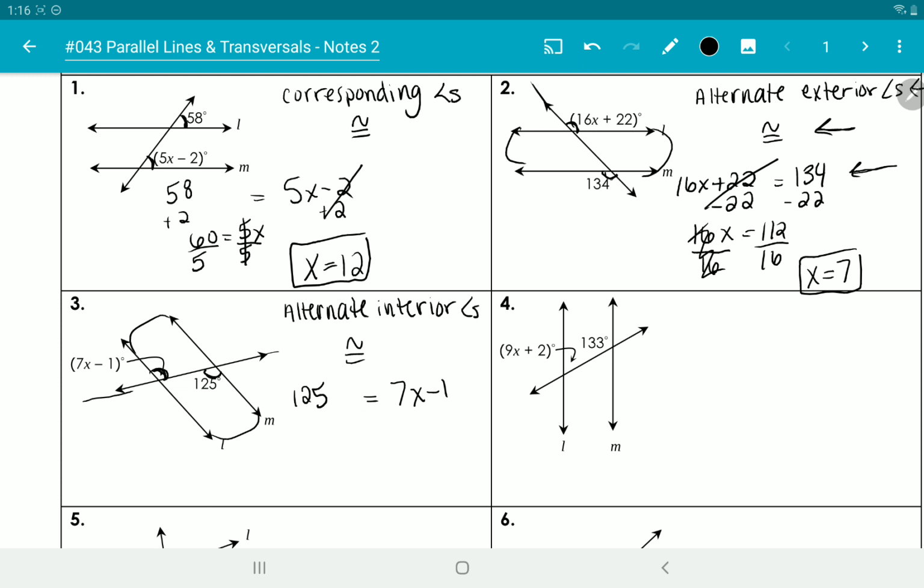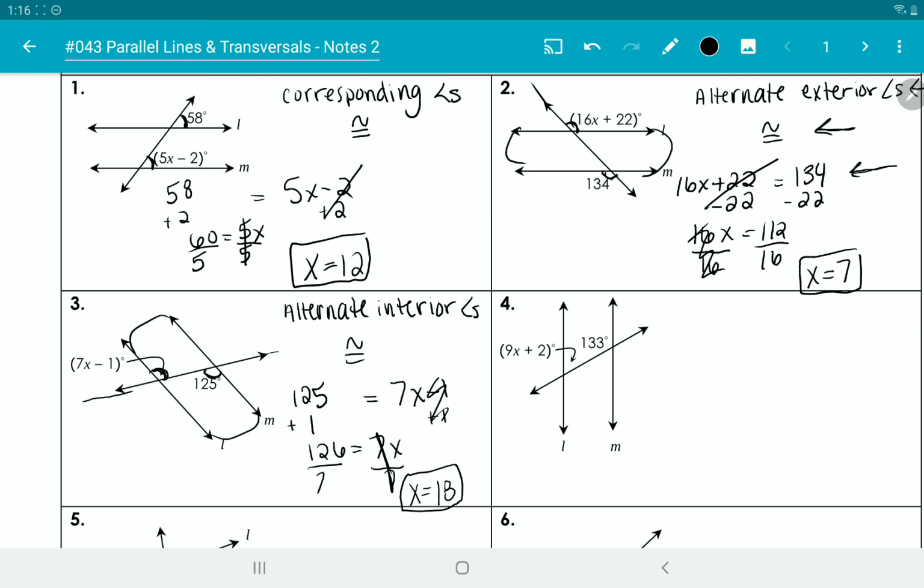Okay, and now we just have to solve for x. Add 1 to both sides to get rid of that minus 1. That's going to cancel out, which will give us 126 equals 7x. But then we need to divide by 7, because we don't want to know what 7x is. We want to know what x is. Okay, and if you do 126 divided by 7, you're going to get that x is equal to 18.